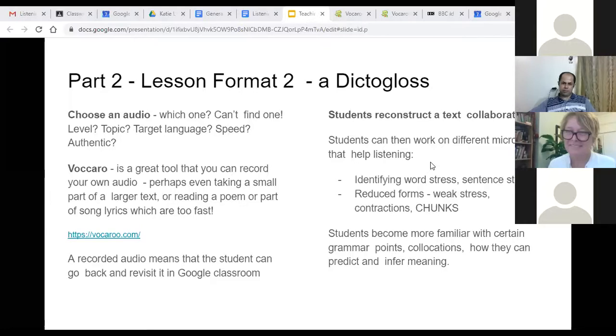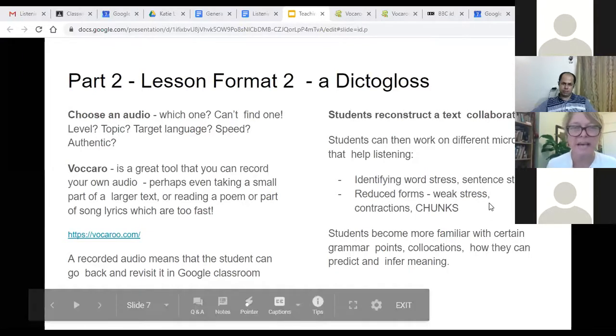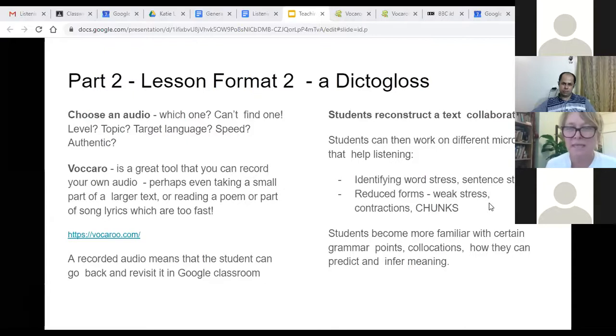Embroidery, maybe? Yeah, great. Okay. Play. So where do you think you could find an audio of that? Or do you think you could just make an audio using Vocaroo? Open question for everybody. We can do both.